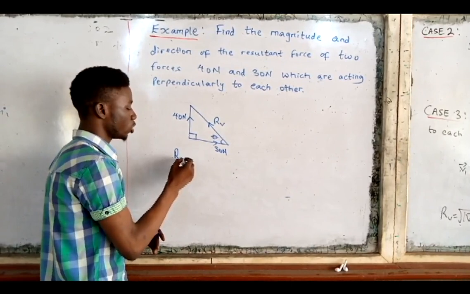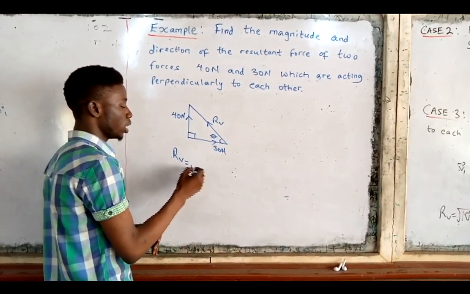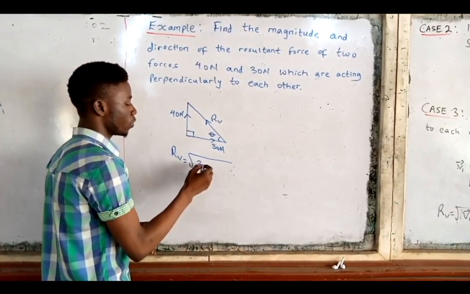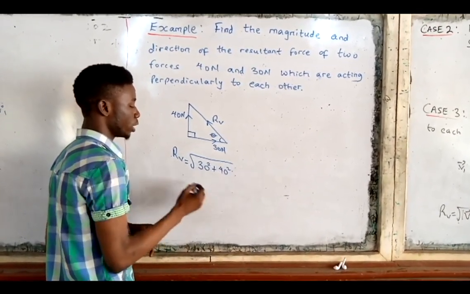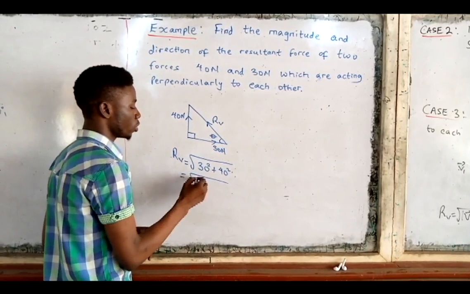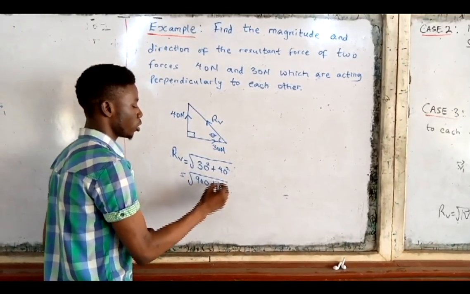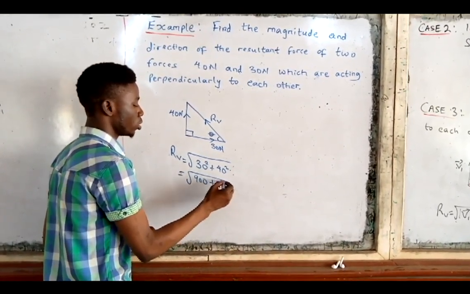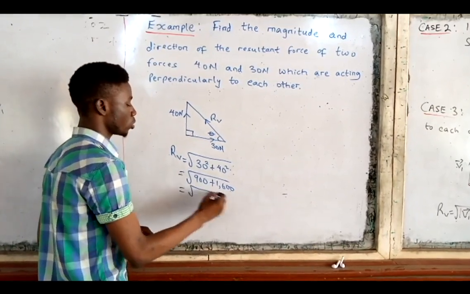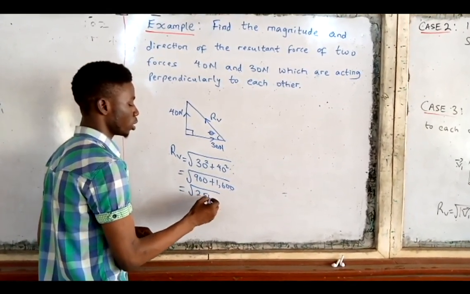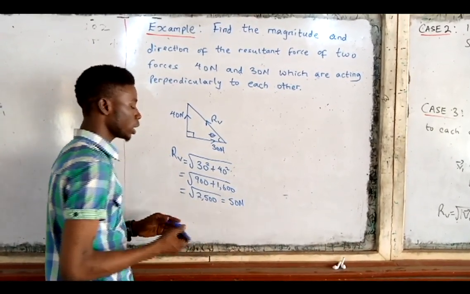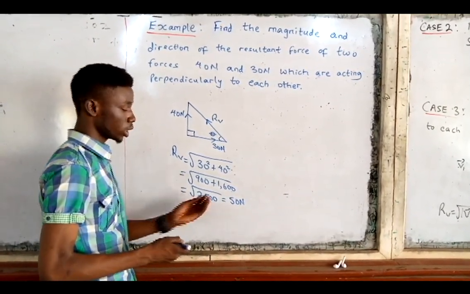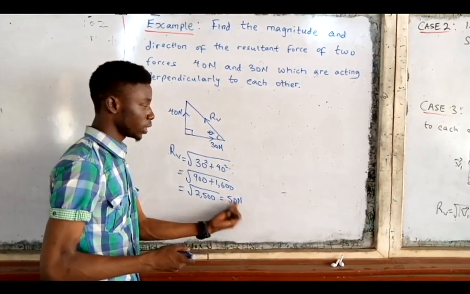The magnitude of the resultant vector will definitely be the square root of 30 squared plus 40 squared, which will be the square root of 900 plus 1600, which is the square root of 2500, and that will be 50 Newton. So the magnitude of the resultant force is 50 Newton.